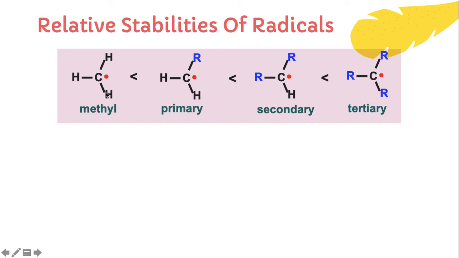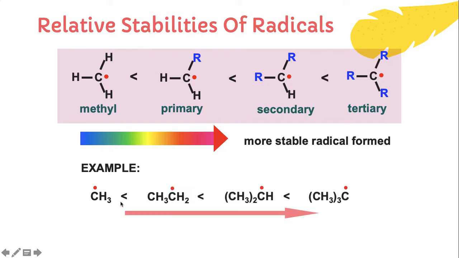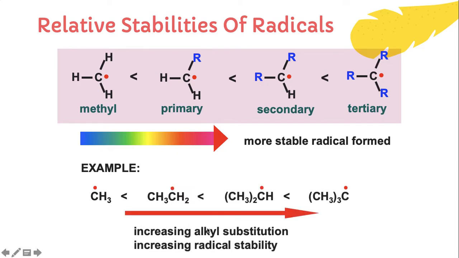Methyl is less stable than primary radical. Primary radical is less stable than secondary. Secondary is less stable than tertiary, meaning tertiary is the most stable form of radicals compared to all of these. Most stable radical form from left to right. Increasing alkyl substitution, increasing radical stability, meaning if you have primary carbon, only 1 carbon attached, it is less stable than 2 carbons attached, less stable than 3 carbons attached to this carbon. And the carbon that you look at must be the free radical carbon, because we're looking at relative stabilities of radicals.